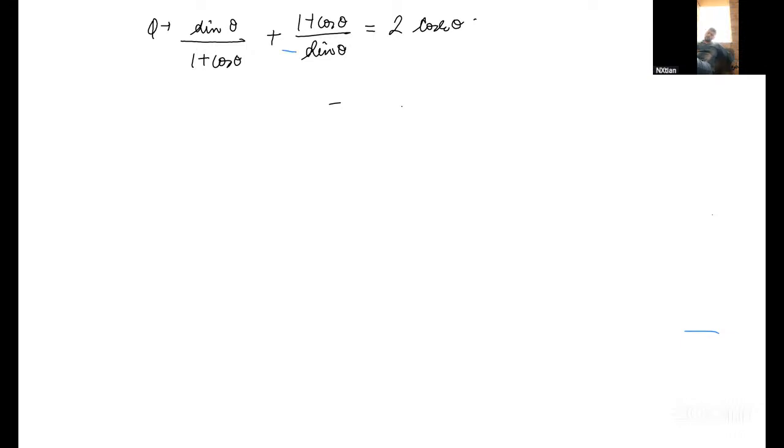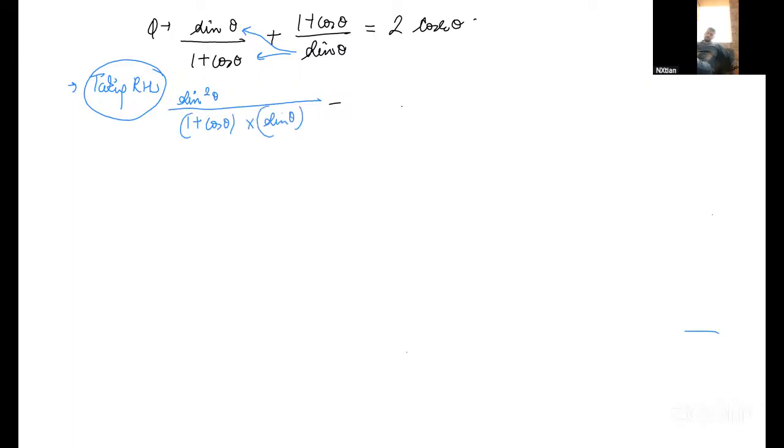See, I told you this sin theta will multiply with both the terms. So I'm taking the RHS. Sin theta will multiply with sin theta, making sin square theta, upon 1 plus cos theta into sin theta. Because both the denominators will be the same, I make a big denominator. In the same way, 1 plus cos theta will multiply with 1 plus cos theta, making 1 plus cos theta multiplied by 1 plus cos theta.